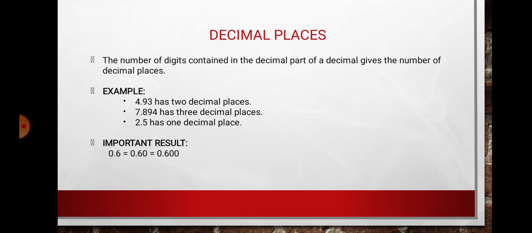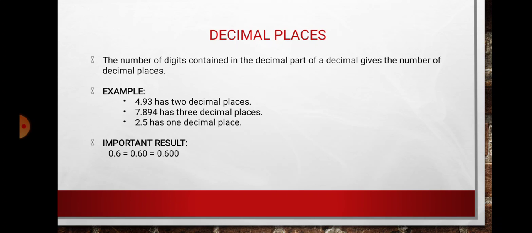Now, let us see what is meant by decimal places. The number of digits contained in the decimal part of a decimal gives the decimal places. As we all know now, a decimal form has two types of part: a whole number part and a decimal part. The decimal part is on the right side of the decimal point. So, the number of digits in the decimal part represents the decimal places.